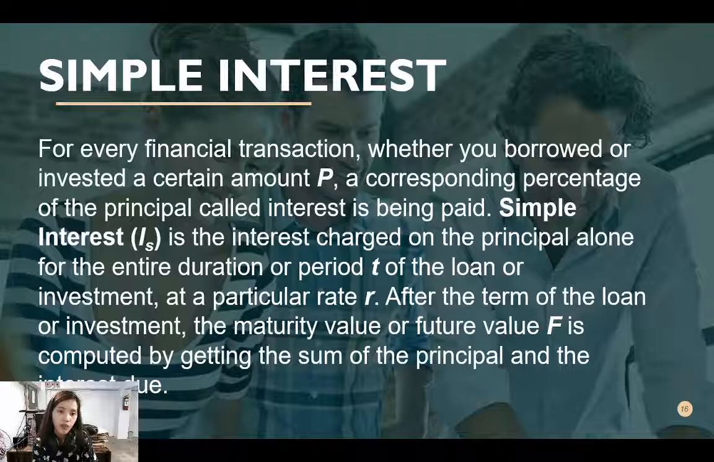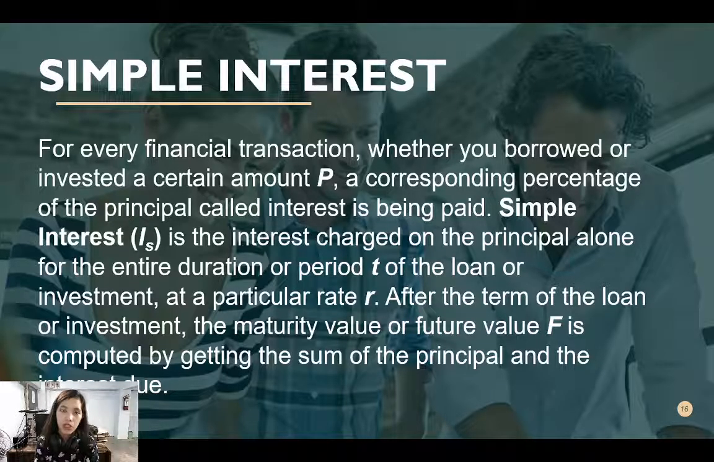So, for every financial transaction, whether you borrowed or invested a certain amount P, a corresponding percentage of the principal, called interest, is being paid. Simple interest, or I sub S, is the interest charged on the principal alone for the entire duration or period T of the loan or investment at a particular rate R. After the term of the loan or investment, the maturity value or future value F is computed by getting the sum of the principal and the interest due.